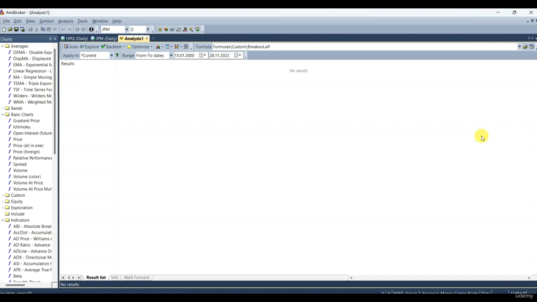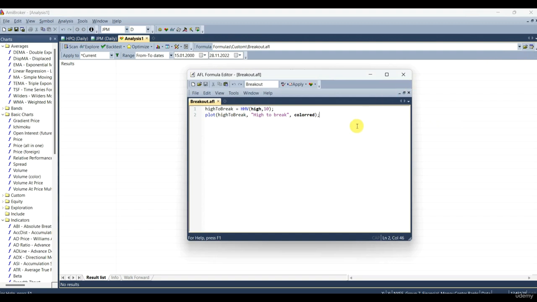Now we know what our highest value function can do, so let's use it. Let me open our breakout formula and we add some more code. The code will be actually very short. Let me copy paste it because all the code is available as a resource to this course.